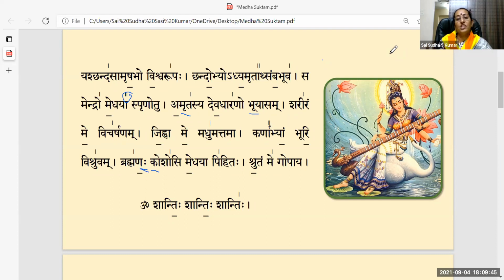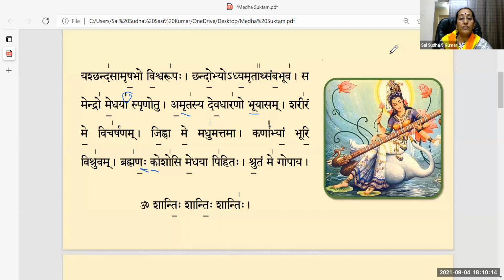It is always for the generations to come, for everyone to know about our wealth, that is the Vedas and Upanishads. Then, after the prayer for immortality, it is Amritasya Deva Dharano Bhuyasam. Then Shariram me Vicharshanam, Jihva me Madhumattama, Karnabhyam Bhuri Vishruvam.